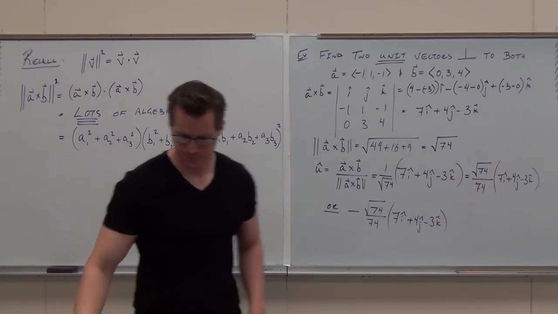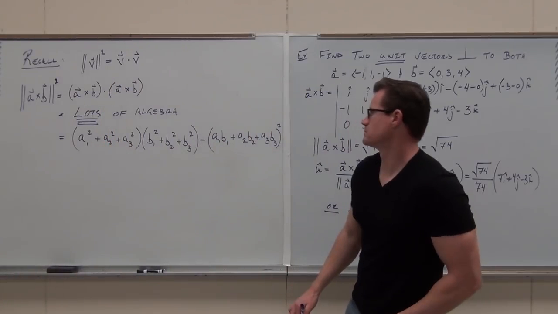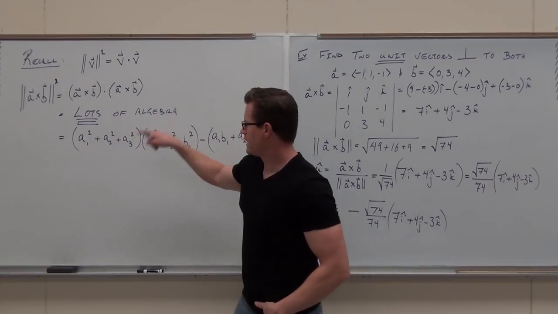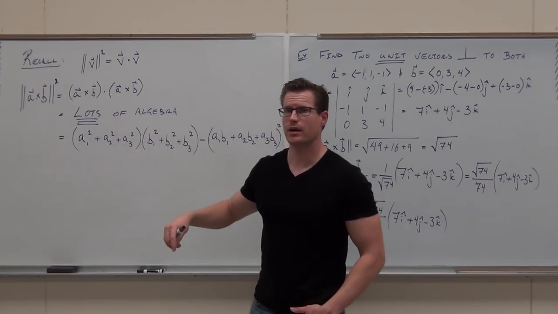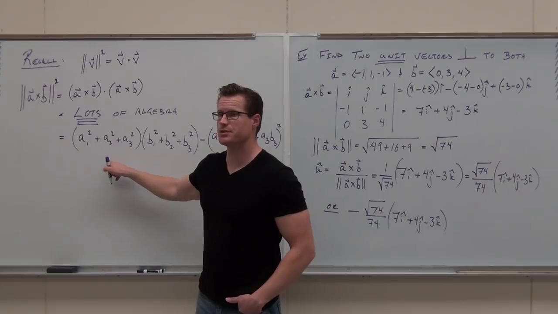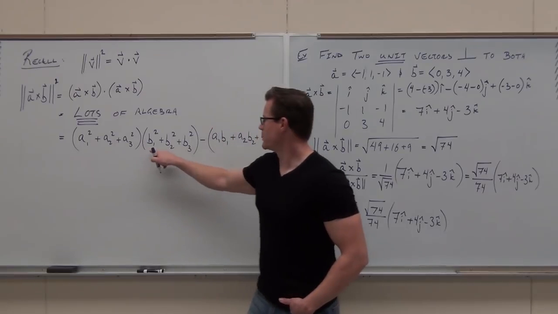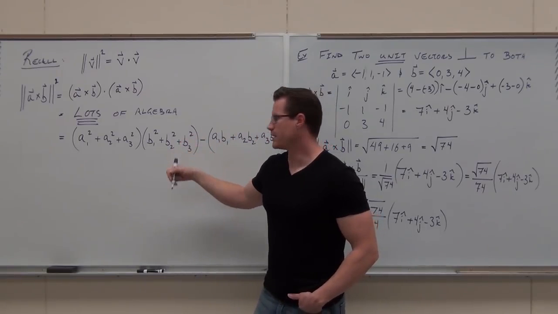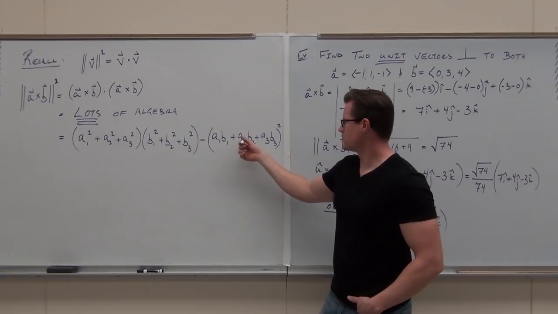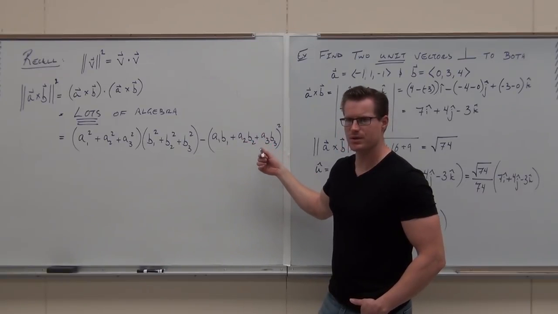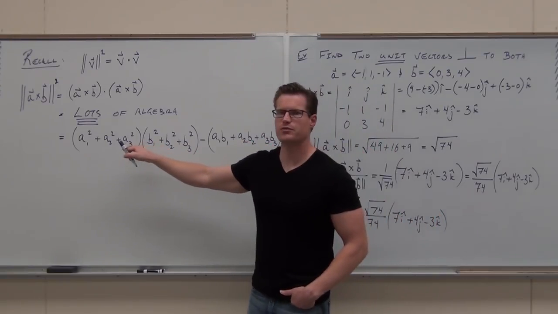Is that a1, a2, a3 all squared and added? Oh my gosh. Does that look familiar to you? It should. And b1, b2, b3 all squared and added. And then we get this a1 b1, a2 b2, a3 b3, and we're going to see what that is. But these ones should look pretty familiar.